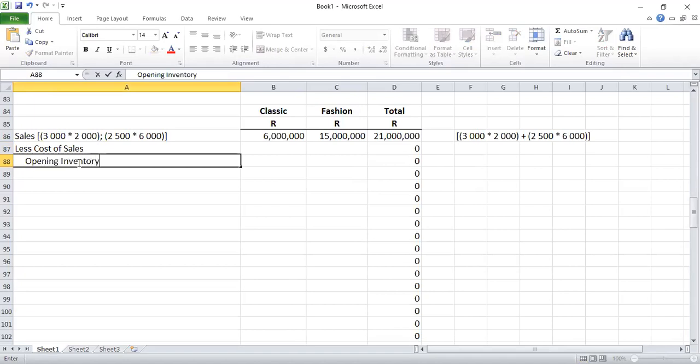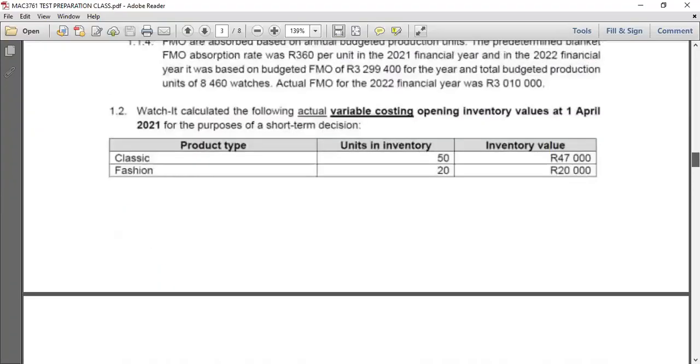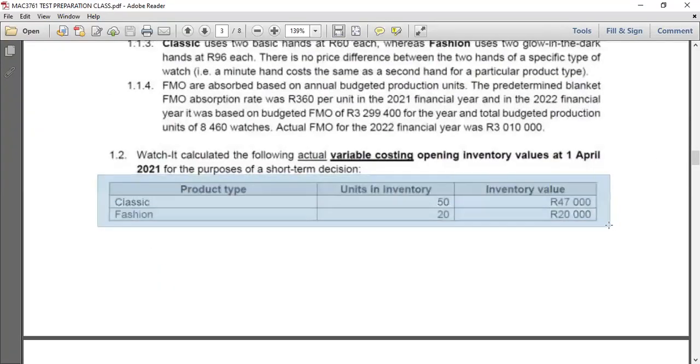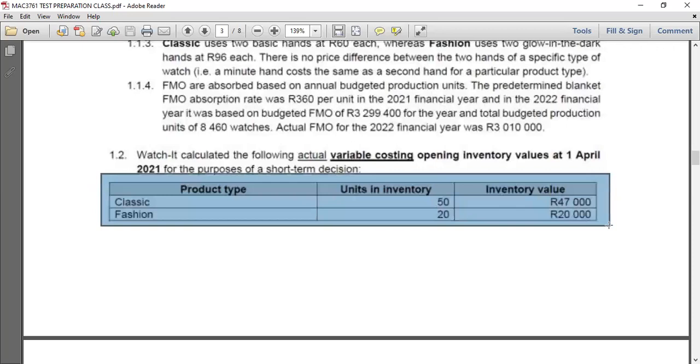The opening inventory that we are given was according to direct costing. The opening inventory given was according to variable costing. So we are supposed to know what the fixed overhead is, so that we can add the fixed manufacturing overhead cost to the production units. So if you are given, please listen to me carefully.